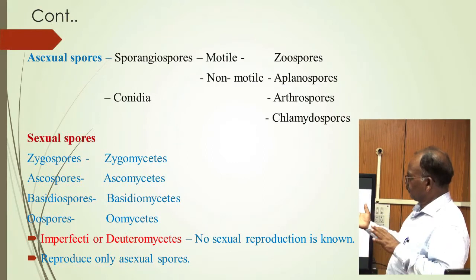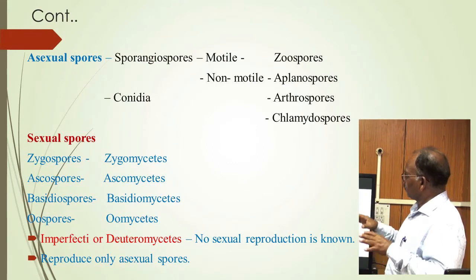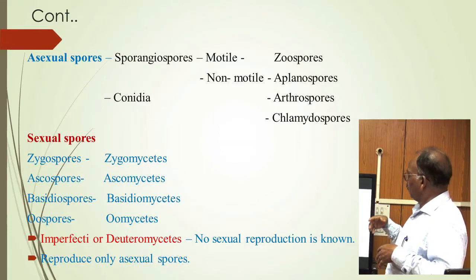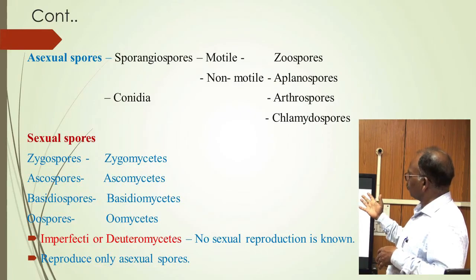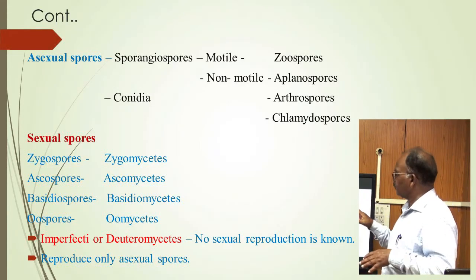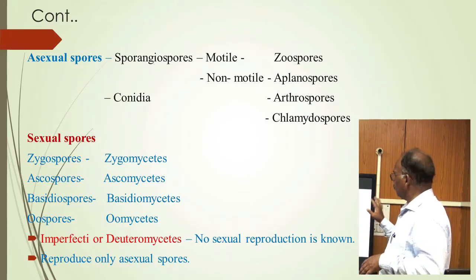Asexual spores and sexual spores. Asexual spores include sporangiospores and conidia. Aplanospores and zoospores are the two sporangiospores. When the spores are motile, they are called zoospores, and if the sporangiospores are non-motile, they are called aplanospores.